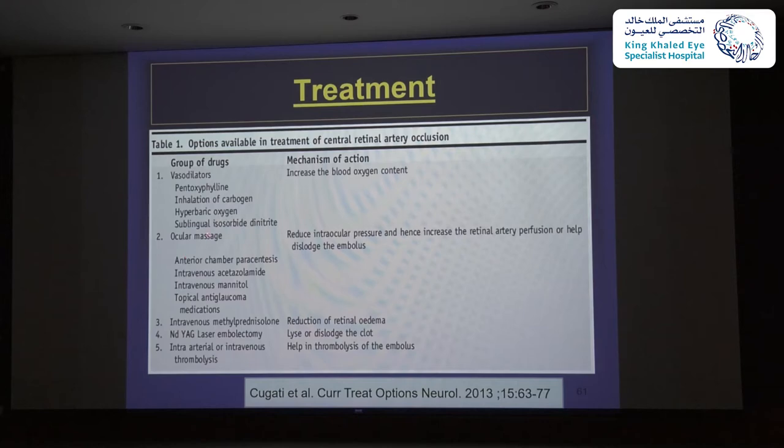Then we have the ocular massage. Why? Ocular massage to reduce intraocular pressure and hence increase the retinal artery perfusion or help dislodge the emboli. How can we do that? We do that with anterior chamber paracentesis. We give intravenous acetazolamide, intravenous mannitol, and topical anti-glaucoma medications. So these are the things that we do in this category of treatment.